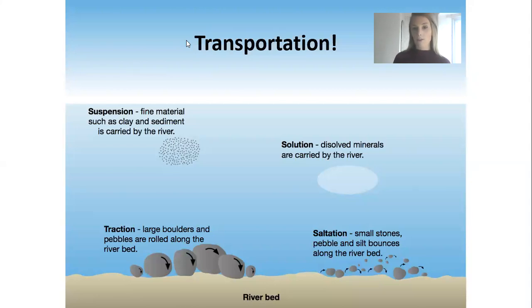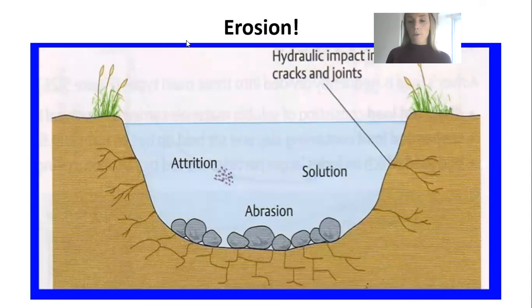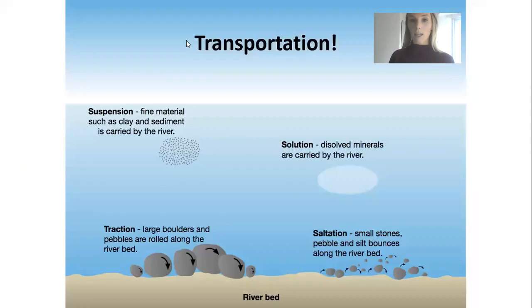The different types of transportation are as follows. You have suspension, where the smallest material, the smallest grains of clay and sediment carried by the river, are floating, they're entrained within the water's flow. Traction is where larger boulders and pebbles roll along the riverbed. Saltation is when smaller pebbles bounce along the riverbed. And solution is where the dissolved minerals are carried in the river water.